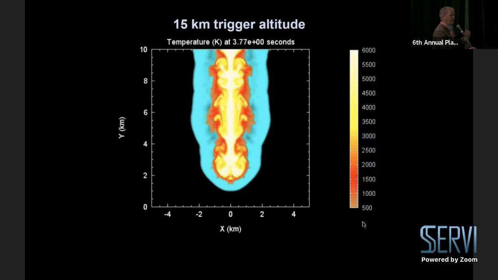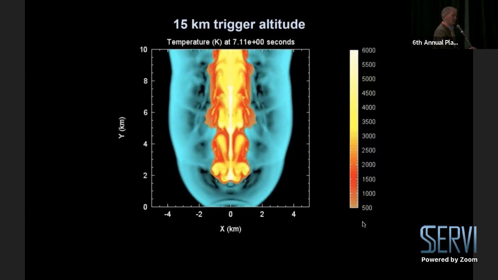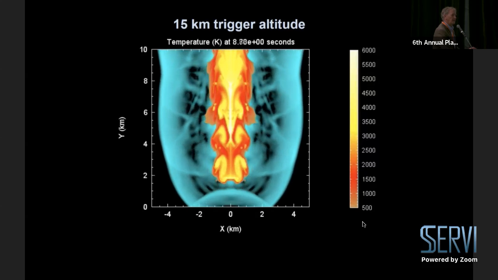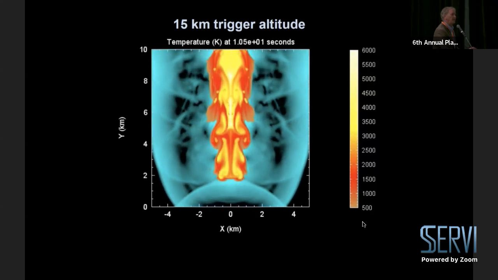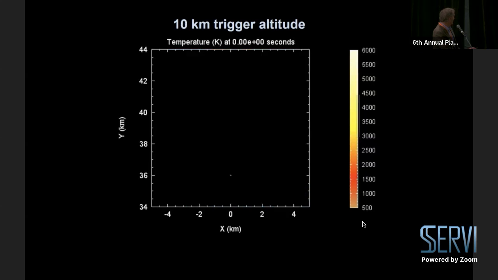And again, you see instabilities. You see a lot of vortices forming, and that is a mechanism by which the energy deposition is not necessarily smooth. I think if I ran these at higher resolution, you'd see this type of vorticity and turbulence at an even much smaller scale, and that may affect the energy deposition as well. And here's a 10-kilometer trigger altitude.